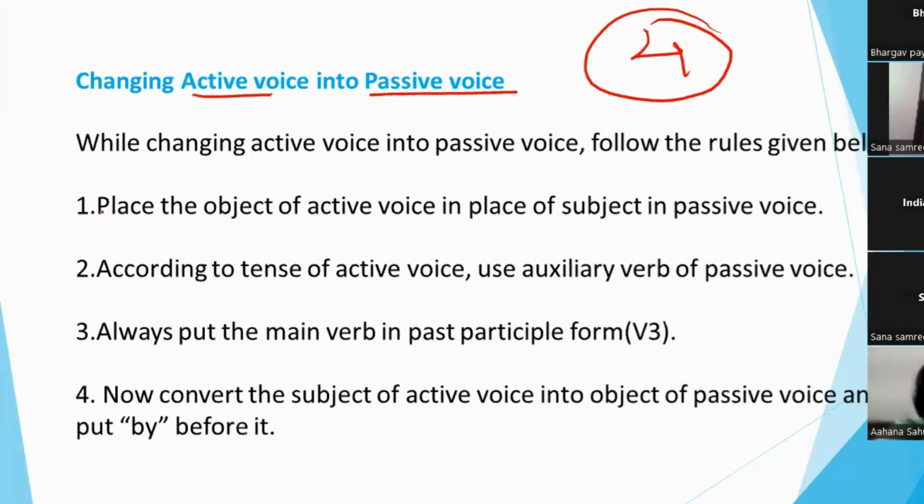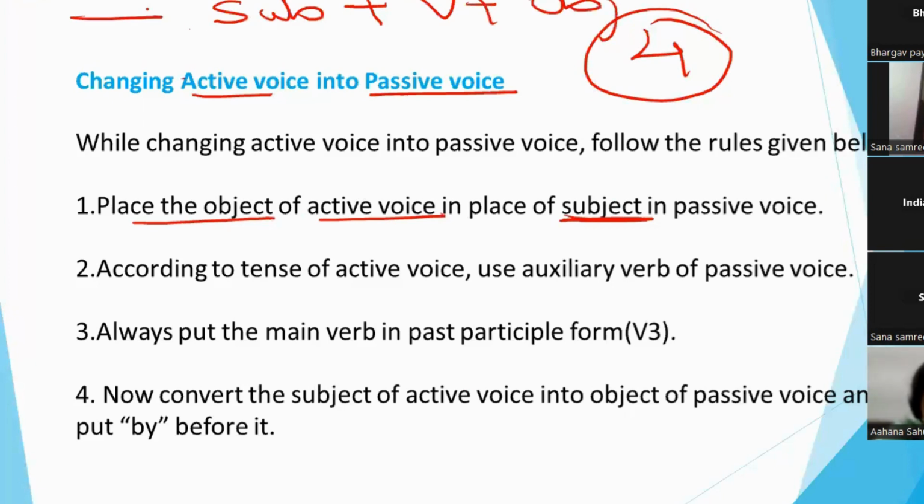The first rule says, place the object of an active voice in place of subject. Basically, what is the structure of a sentence? Subject plus verb plus object, right? So now when you have to change this sentence from active voice into passive voice, what is the first rule? It is asking us to place the object of active voice in place of subject in passive voice. So what you have to do? You have to put this object in place of subject in the passive voice.